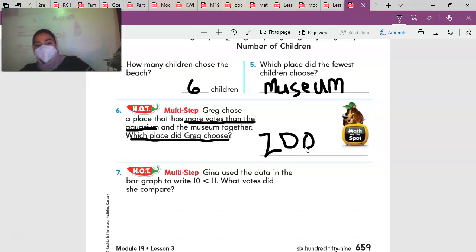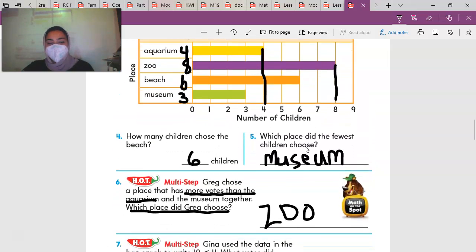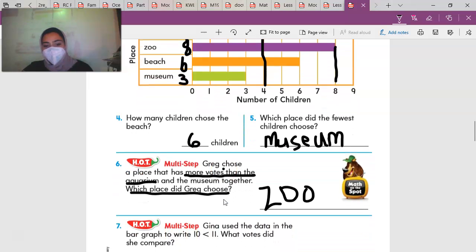Gina uses the data in the bar graph to write 10 is less than 11. What votes did she compare? Which two make 10 and which two make 11? 8 and 3 does not make 10. That makes 11. Oh, so 8 and 3 make 11. So zoo and museum could be the 8 and 3. And then the 6 and 4 make what? 10. Very good. The 6 and 4 make 10.